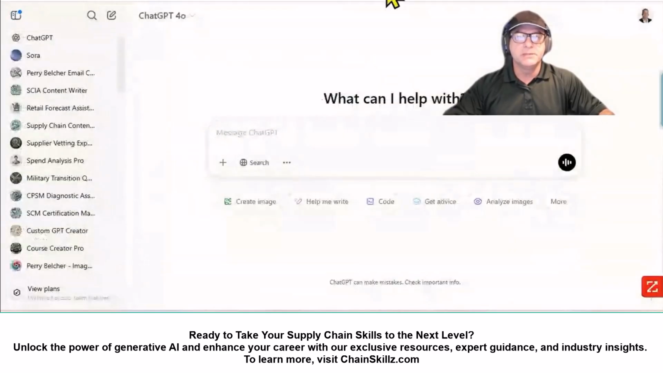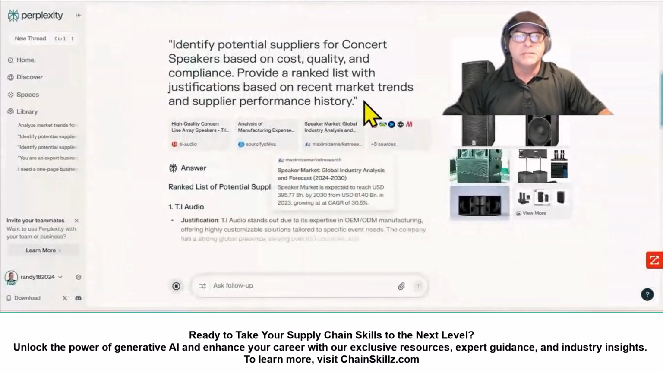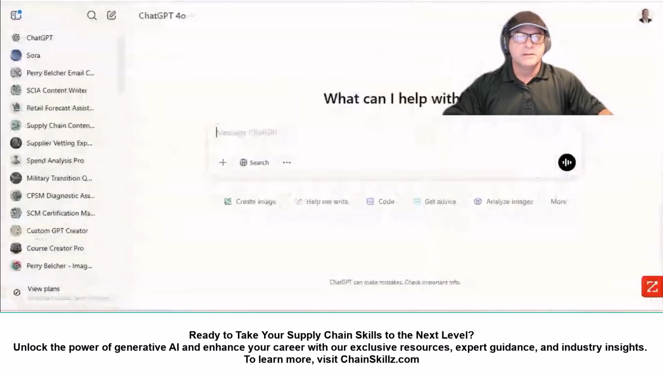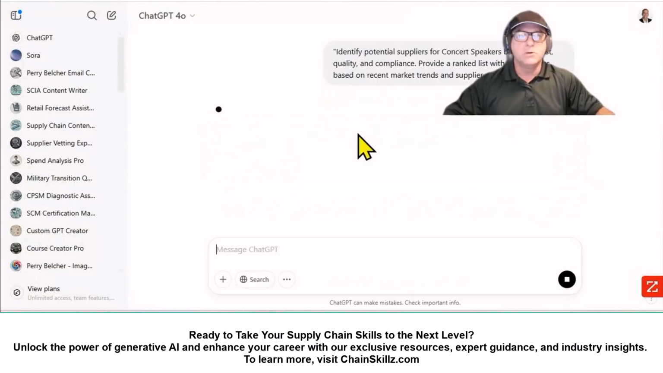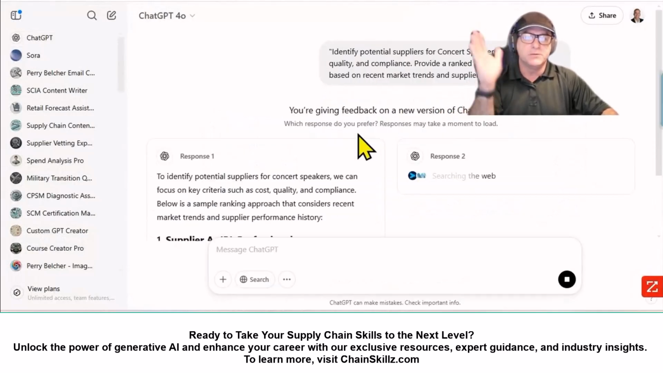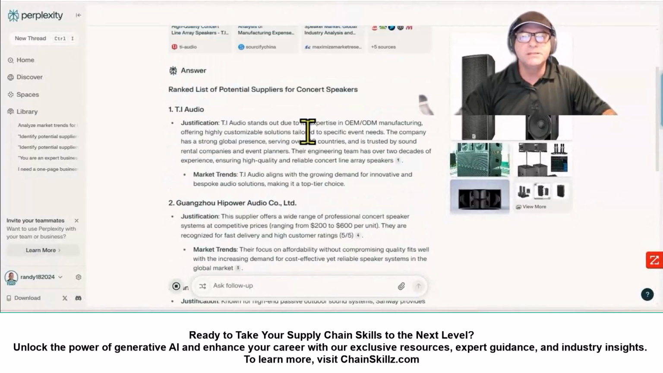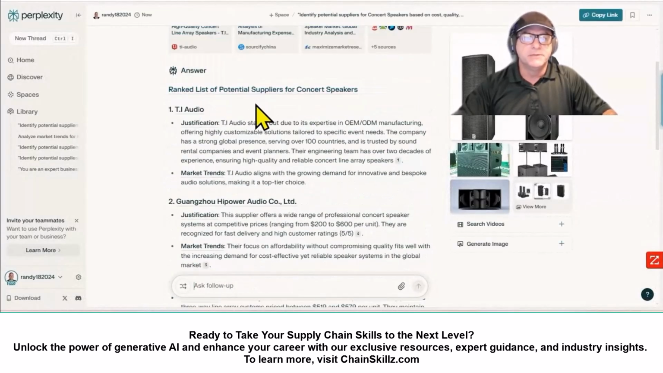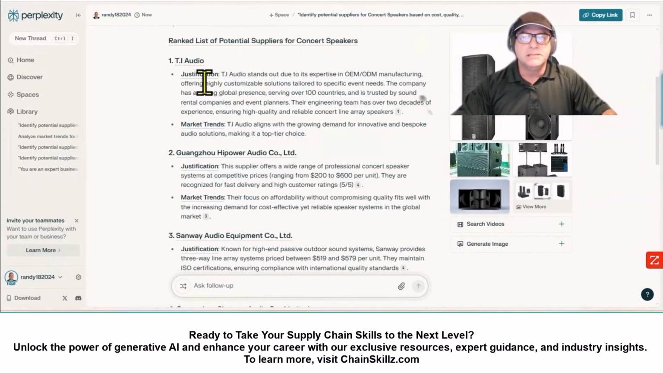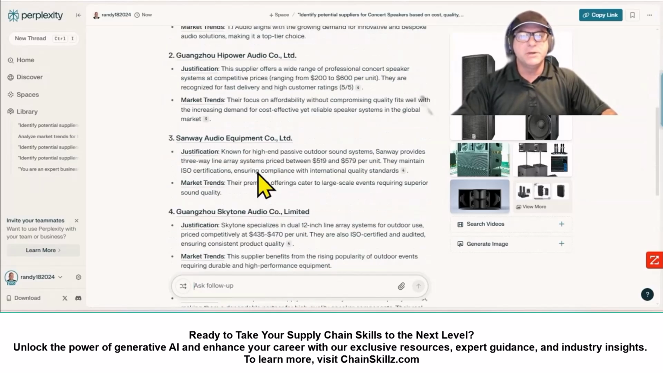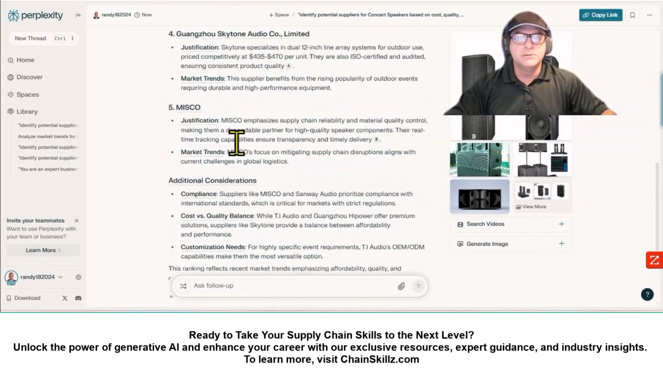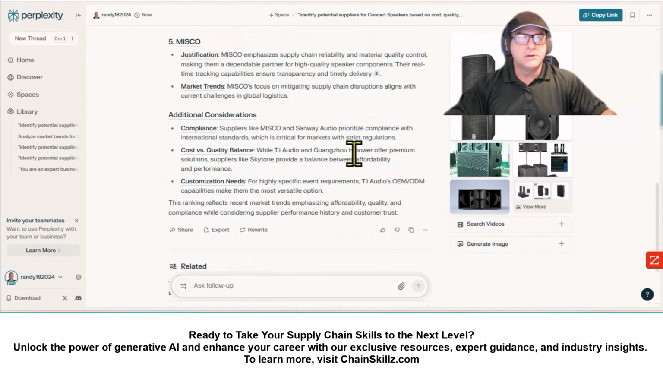At the same time, I'm going to run this through ChatGPT because I want to compare the answers. And I would recommend you do the same thing. As you're starting to figure out which platforms to use, always start with one and compare it to the others. As you see which one gives you the better answer, you can rely on that one. So we go through here, and this is giving us a list of potential suppliers for concert speakers or a sound system. TI Audio, I can't pronounce that. I don't want to. High Power Audio, Samway Audio Equipment, Sky Zone, Misco, additional considerations. These are all different ones that are out there.